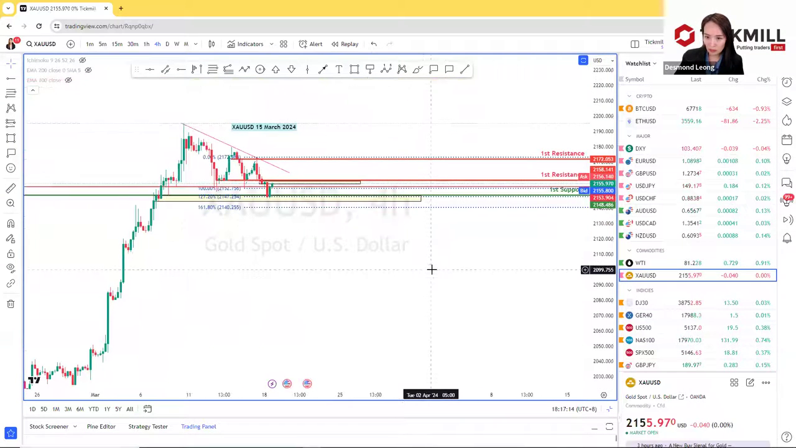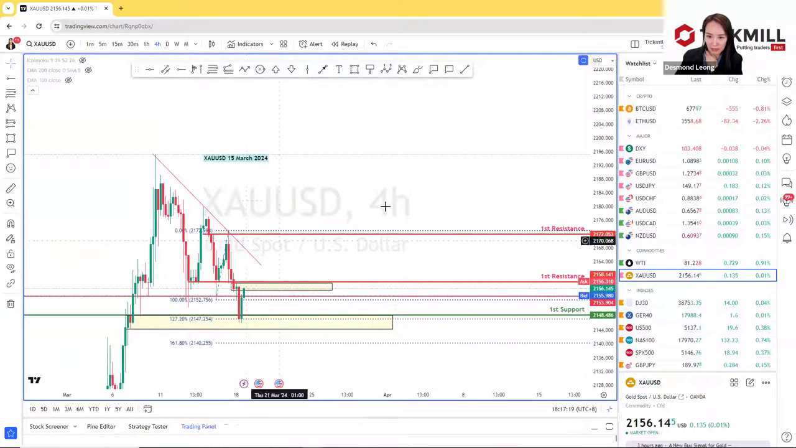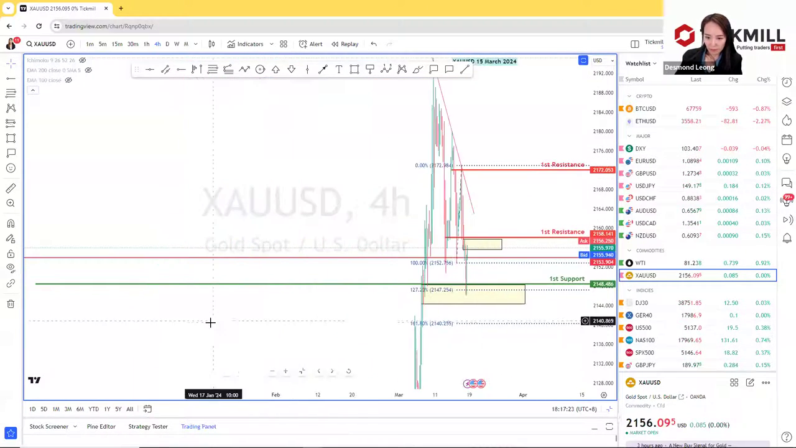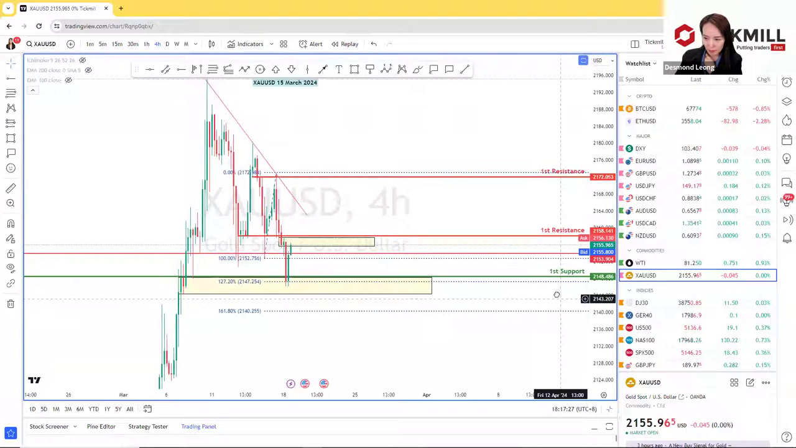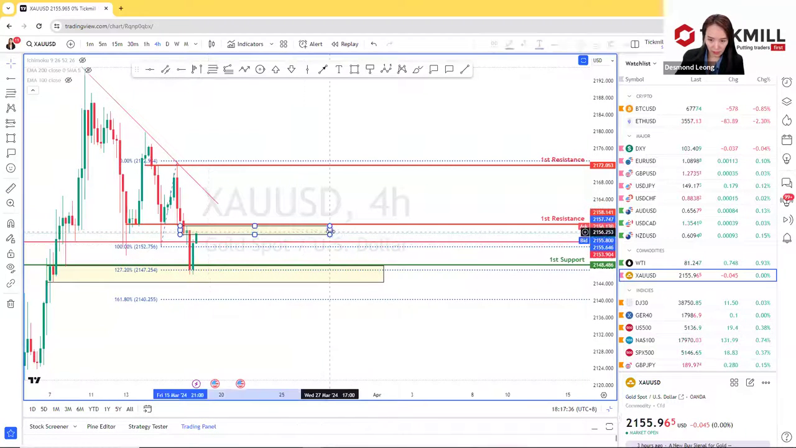Continue to gold. Gold is already at my support level, guys, since last Friday, because this is the weekly here. This is my first support, and you can see that price went to extension 127 and then rose. This is the area that I'm looking for a short, which is this zone. That's my first resistance.